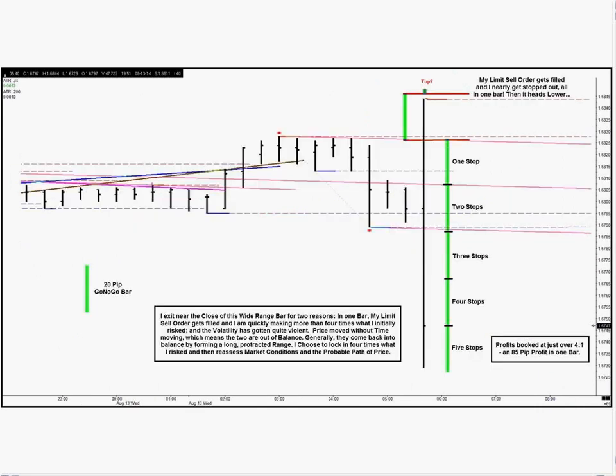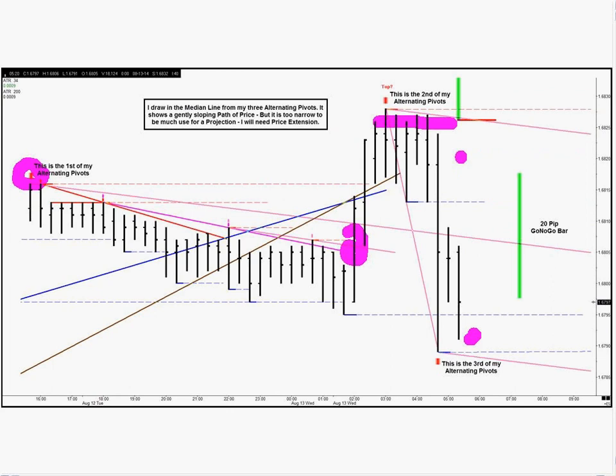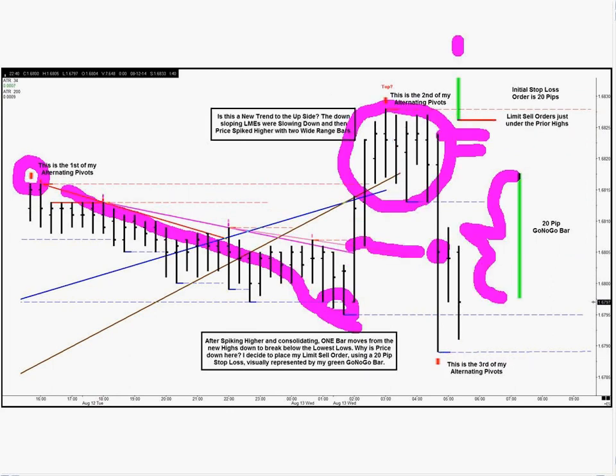All right. So that's what happens. Let me go back one more. So my order is I leave a limit sell order, and I only use limit sell orders. I put an initial stop loss order 20 pips higher, the size of this green go-no-go bar. And I use this as a visual tool, okay? Right here. So I put that 5 pips below the high, project it 15 pips above. I put my sell limit order and my stop loss order together at the same time. Okay? And now I'm ready to see what the market's going to do.